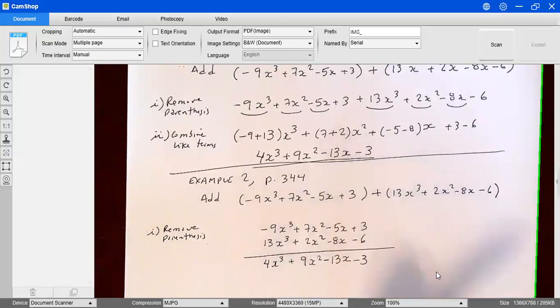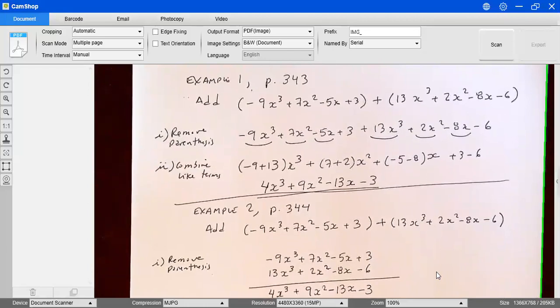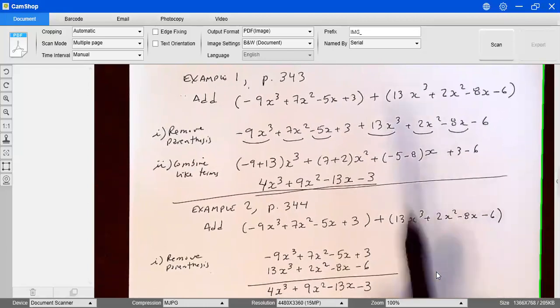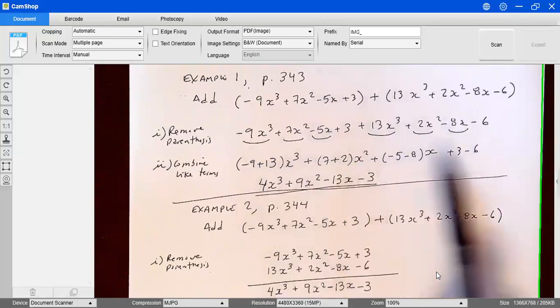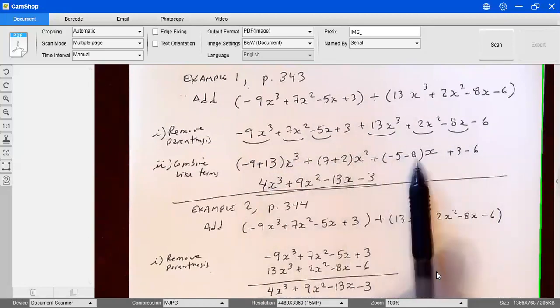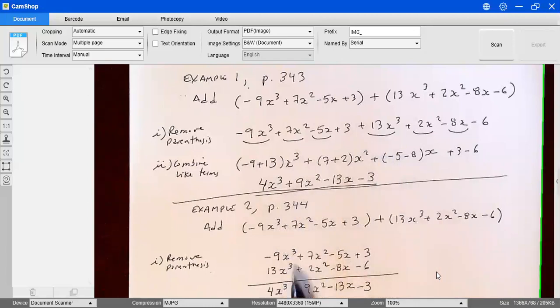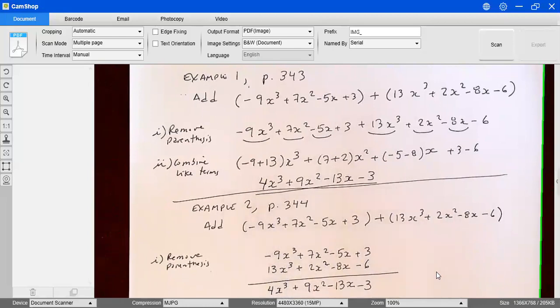So we are getting the same result as before. We solved the same problem twice. In the first case, we did the addition horizontally. We combined the coefficients of the like terms. And in the second case, we set up the addition in a vertical format, aligning the terms that are like terms, so the terms with the variables at the same power. So that's example 2, the part that corresponds to adding polynomials.